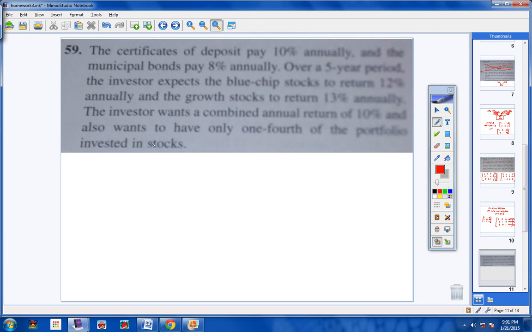The certificates of deposit pay 10% annually, and the municipal bonds pay 8% annually. Over a 5-year period, the investor expects the blue chip stocks to return 12% annually, and the growth stocks to return 13% annually. The investor wants a combined annual return of $50,000 and also wants to have only 1/4 of the portfolio invested in stocks.